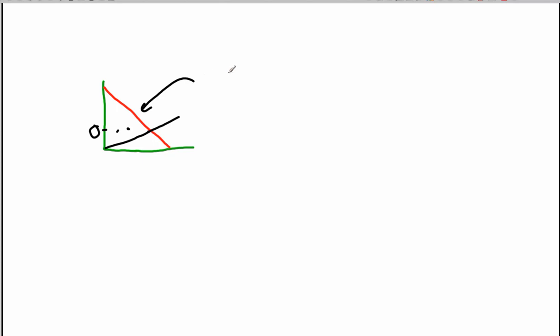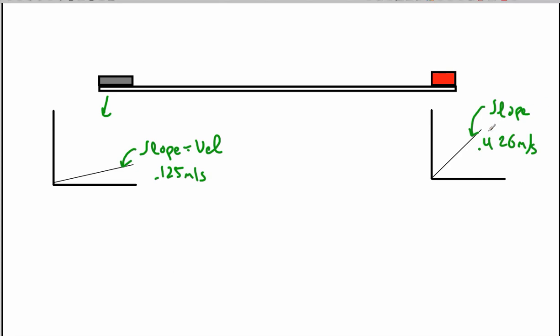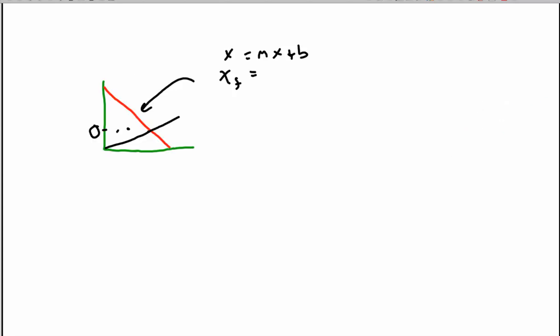So the equation for this graph is going to be the final position will be equal to, we're going to use this y equals mx plus b format, the slope. All right, well, the slope is equal to the velocity of the object. So we'll come back here and look that the red cart had 0.426. However, that was going forward. Now we have it going in the opposite direction, so we need to have a negative sign: negative 0.426 times t plus the starting position of the black cart. Well, let's call the starting position of the black cart 0.